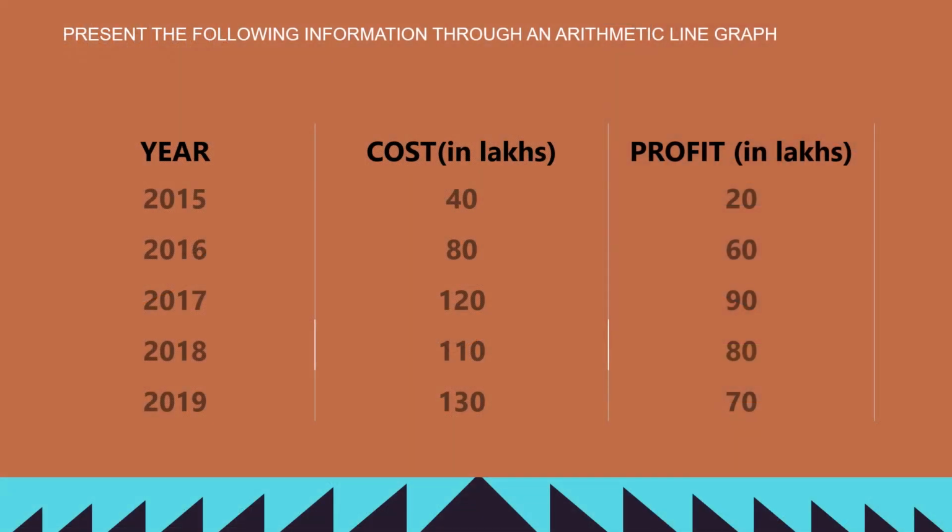Here again we're going to present this information with the help of an arithmetic line graph. Again, this is a two variable line graph or time series graph. And here you see we are showing cost and profit. So you can see how we are using line graphs in economics, in finance, in business to express various variables and data. So we're going to plot all this data again with the help of an arithmetic line graph.